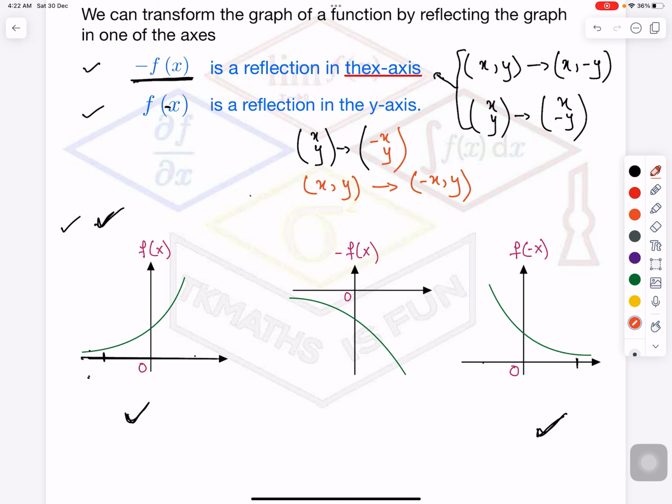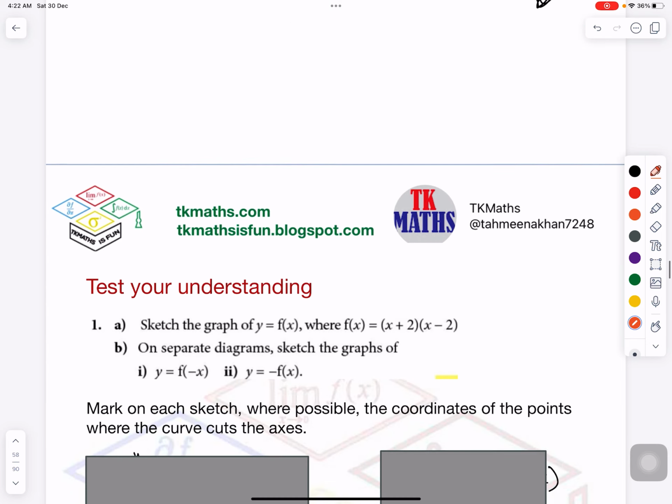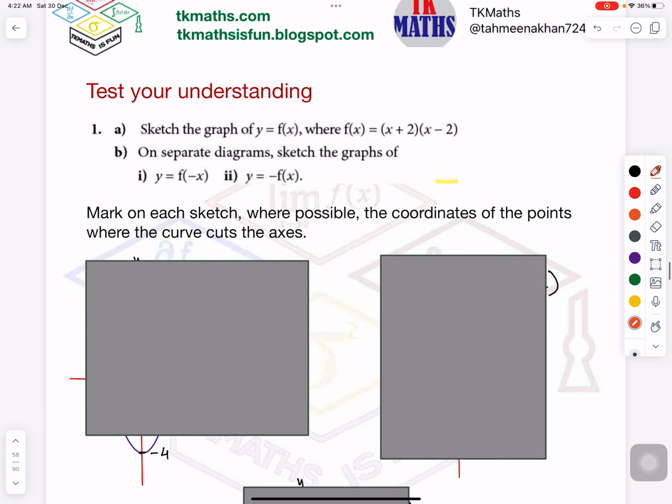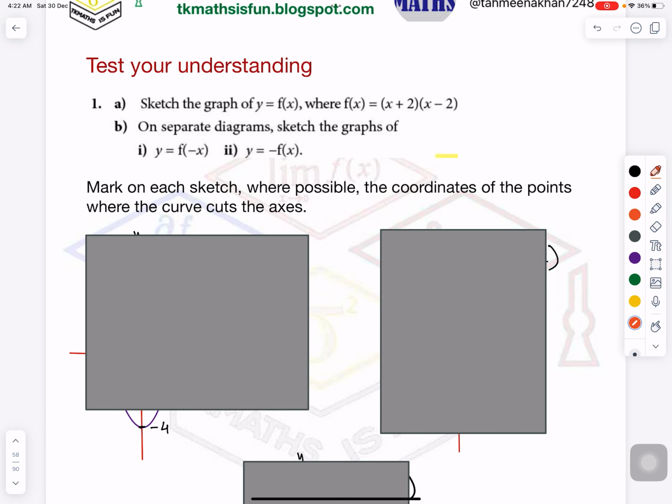So now let's see a question here. If you look at this equation given to you, it is x plus 2, x minus 2. Now you understand it's a quadratic equation. Agreed? And the x-intercepts are what? Plus 2 and minus 2. The first part of the question is saying, sketch the graph. So I have done it here for you to save the time.